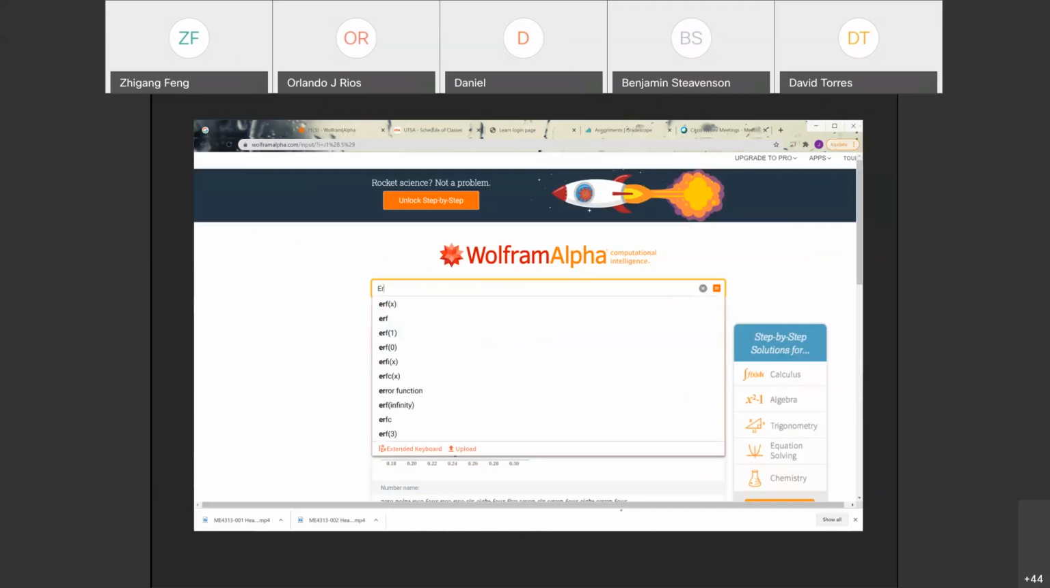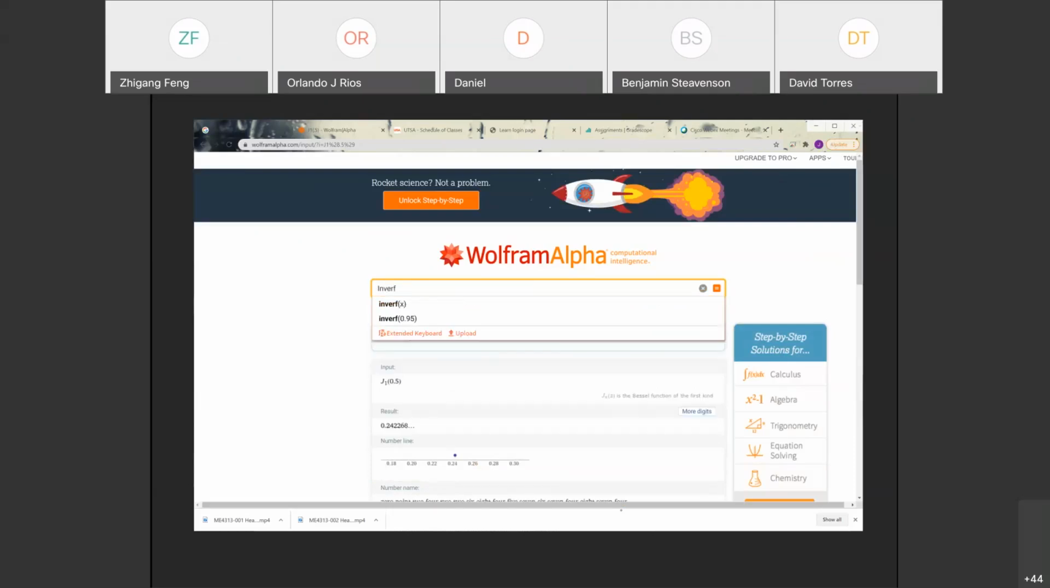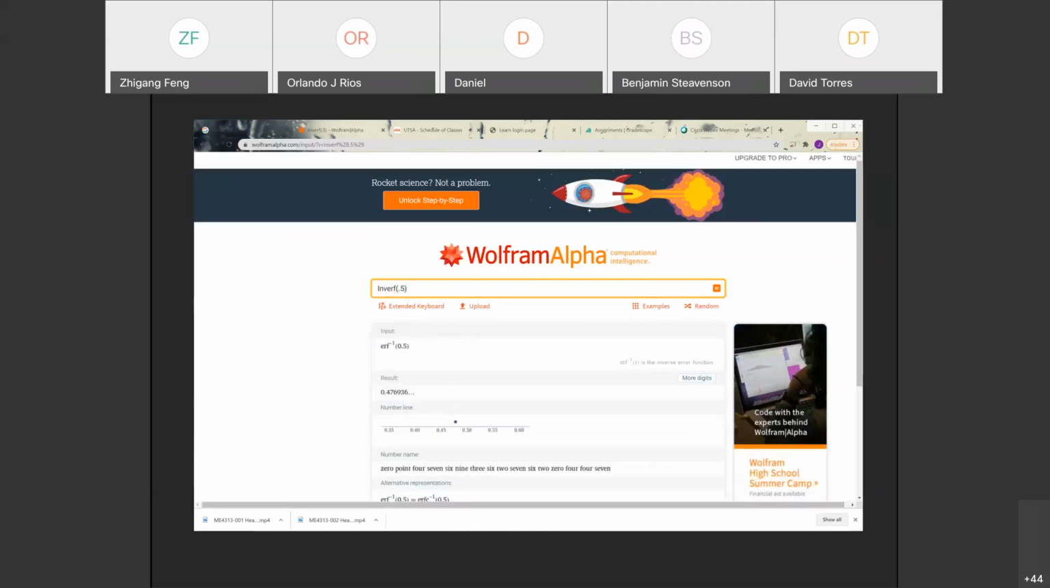And for the error function, you just type erf. If you need the complementary error function, you type erfc. If you need the inverse, you just type in inverse erf. Let's say let me put some number here. For example, 0.5. Inverse erf. Okay, hit return. Now you have the inverse of the error function. Okay, so it's much more convenient compared to using the table or the appendix.